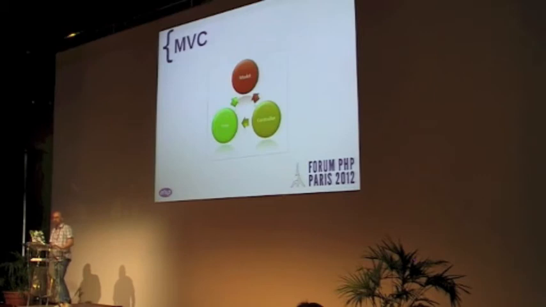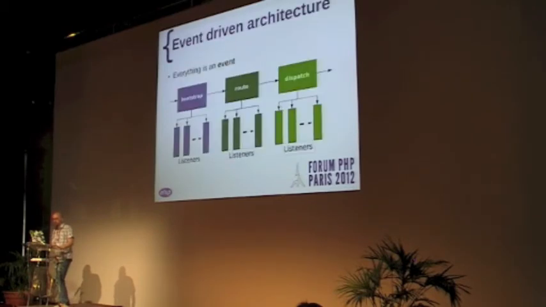Okay, the new MVC architecture. So everything is an event. Basically we have three main steps in the MVC: the bootstrap, the routing, and the dispatch. Each of these steps can have multiple listeners. Of course, we provide a default listener for the normal flow, and I will show you. But you can create your own events and attach them to one of these three main components. So it's very easy to change the flow of an application using Zend Framework 2.